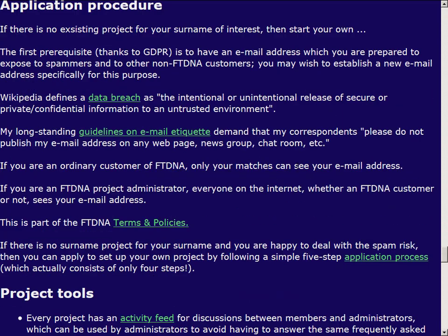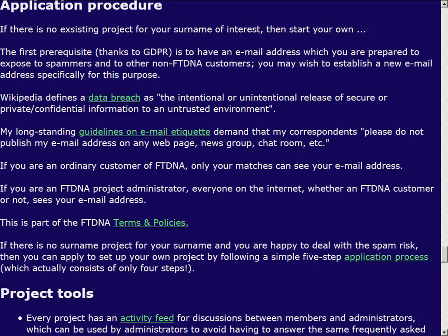So how do you set up a project? Existing, I can't spell. First thing you need is an email address, but the problem with this is the interpretation of GDPR is that the project administrator's email address goes on a public page which can be seen by everyone, whether a customer of Family Tree DNA or not, whether a member of the project or not.